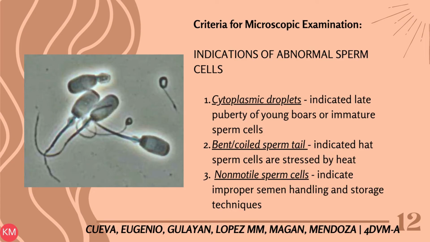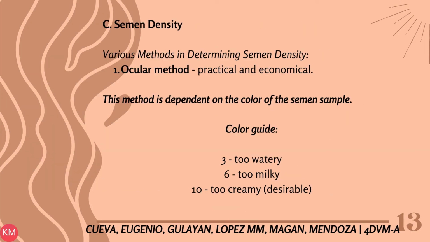Second, bent or coiled sperm tail. This indicates that sperm cells are stressed by heat. Third, non-motile sperm cells. This indicates improper semen handling and storage techniques.